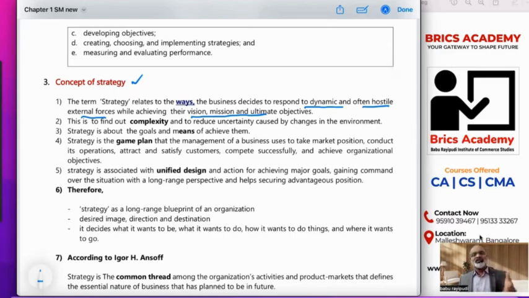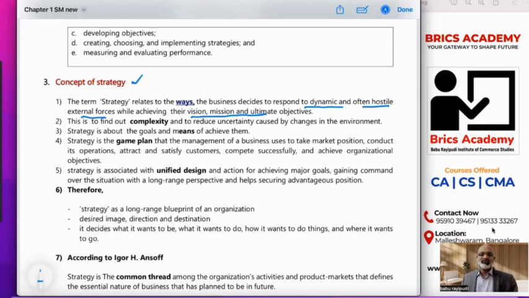Every company will have vision, mission, objectives. We'll see them slowly. First of all, let me focus on what is a strategy. Strategy is a bunch of ways, a bunch of actions, which helps us to respond to a hostile business environment. Hostility means a fluctuating business environment. Political factors keep changing. Economic factors keep changing. Government policies keep changing. Despite all the changes in the environment, my company should be able to survive.